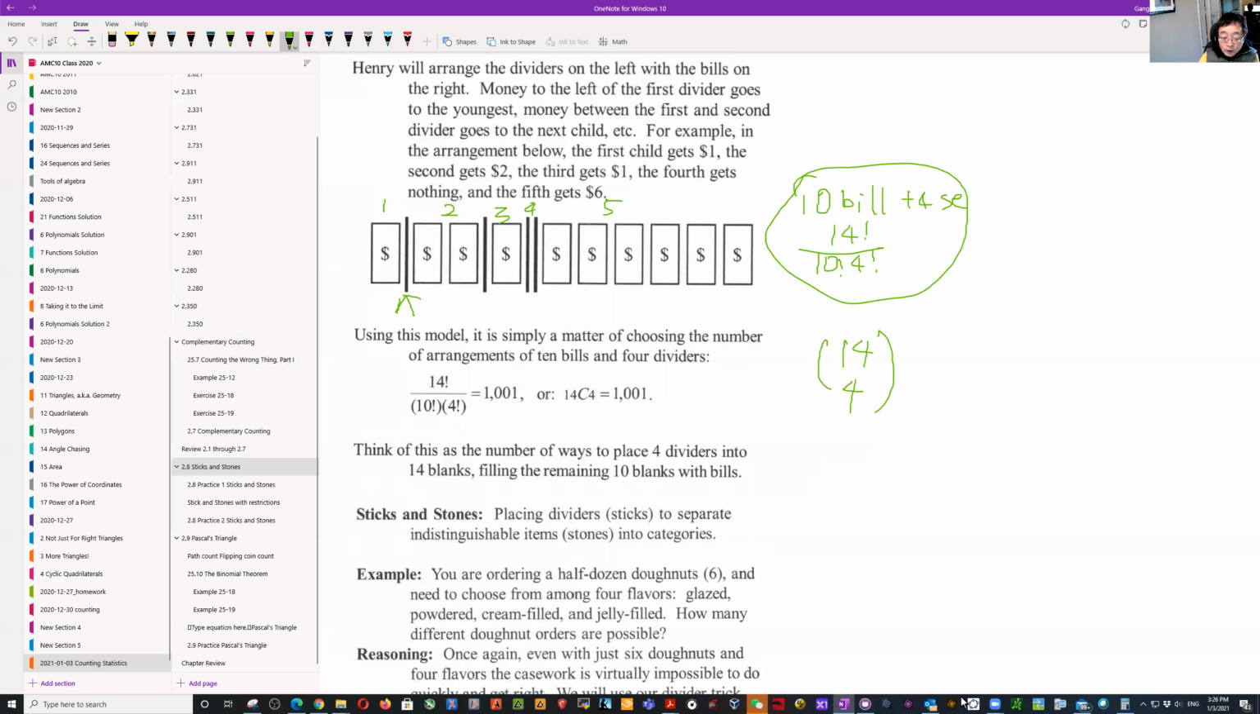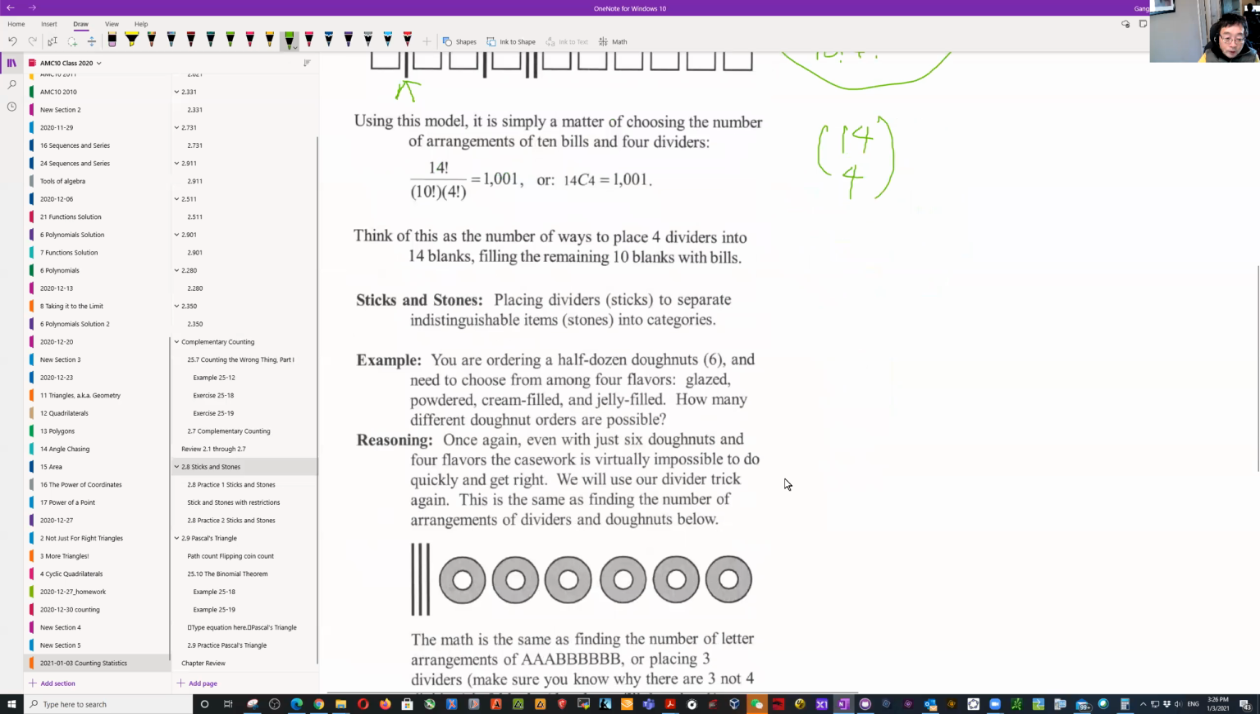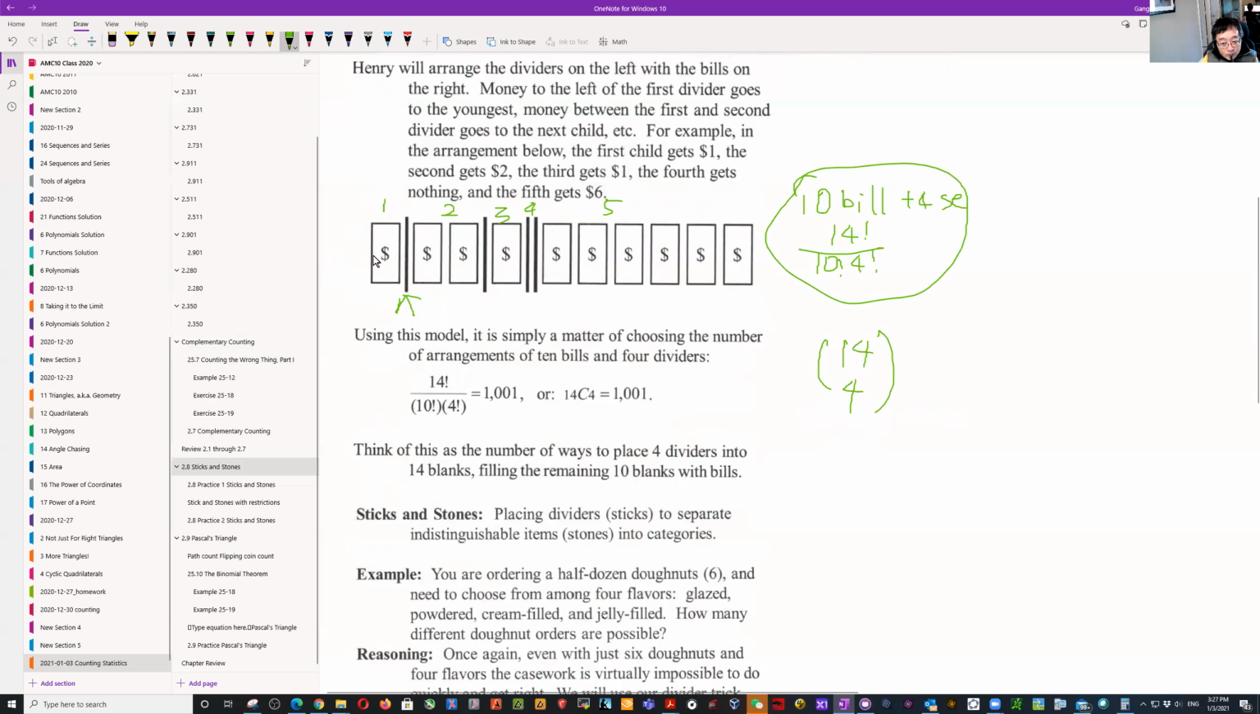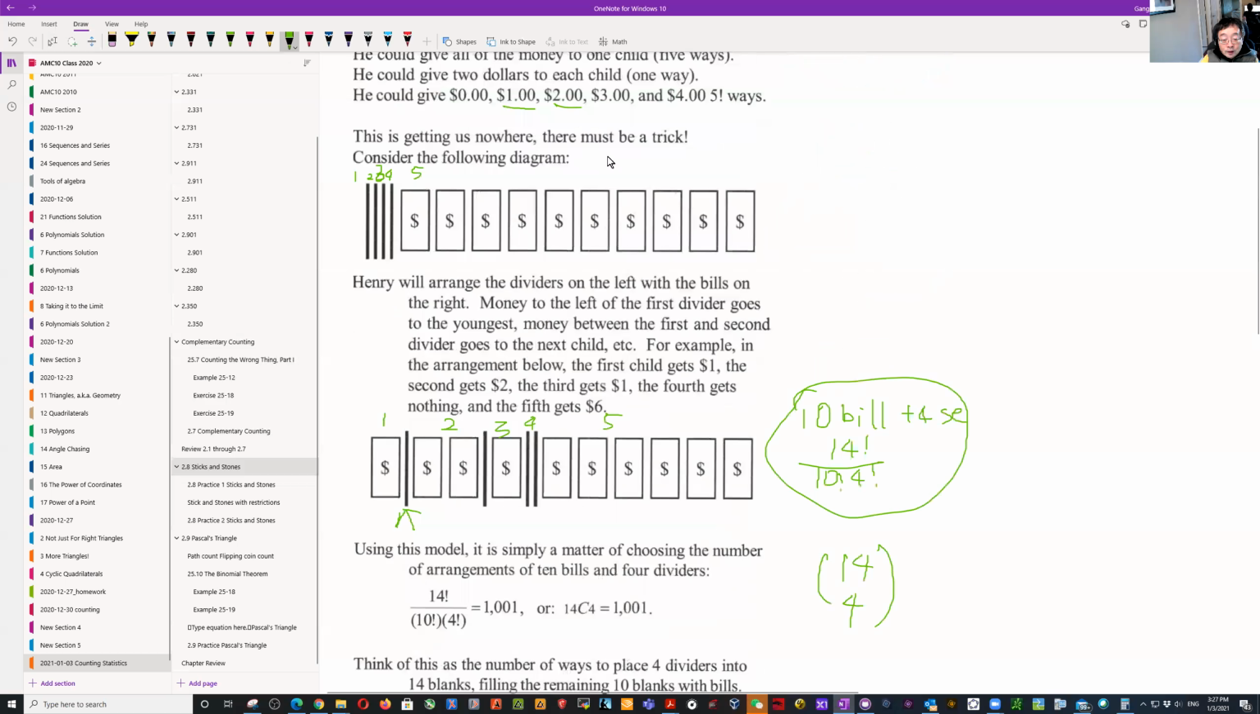So basically it's just, out of the 14 positions, how do I choose 4 separators? How do I position them? So this is another example of placing divider sticks. Stick and stone is placing divider sticks to separate indistinguishable items, stones, into categories. So basically, in here, the dollar bills are totally indistinguishable, and the categories, the nieces and nephews, are distinguishable.